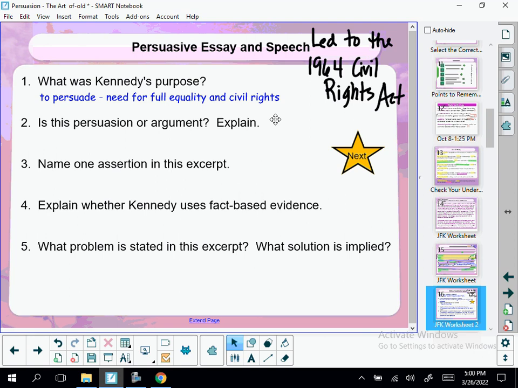If you are like me, you should have looked at the first sentence. So is this persuasion or an argument? Remember, persuasion has emotion to it. Argument shows the other side. I'm hoping that you said persuasion because there is no other side. What is he going to tell us to do? Stay racist?